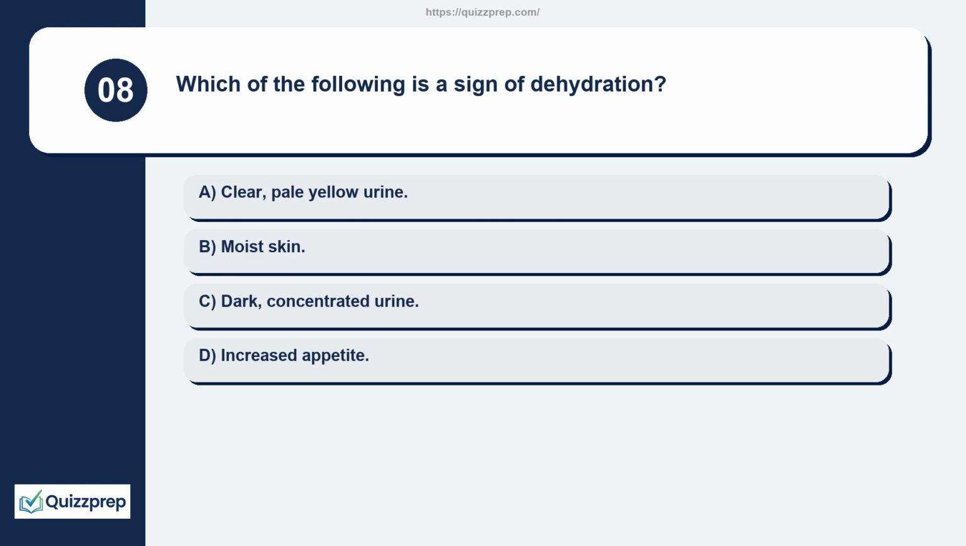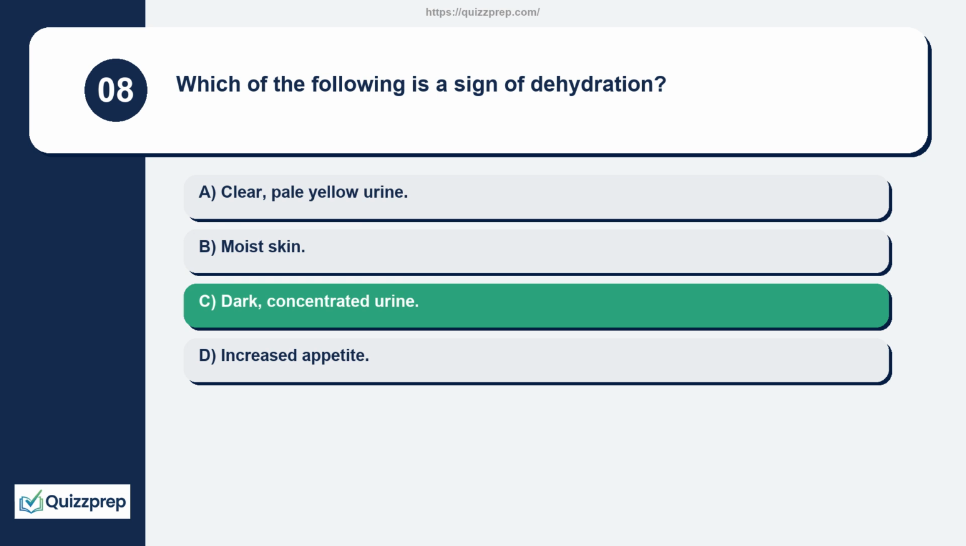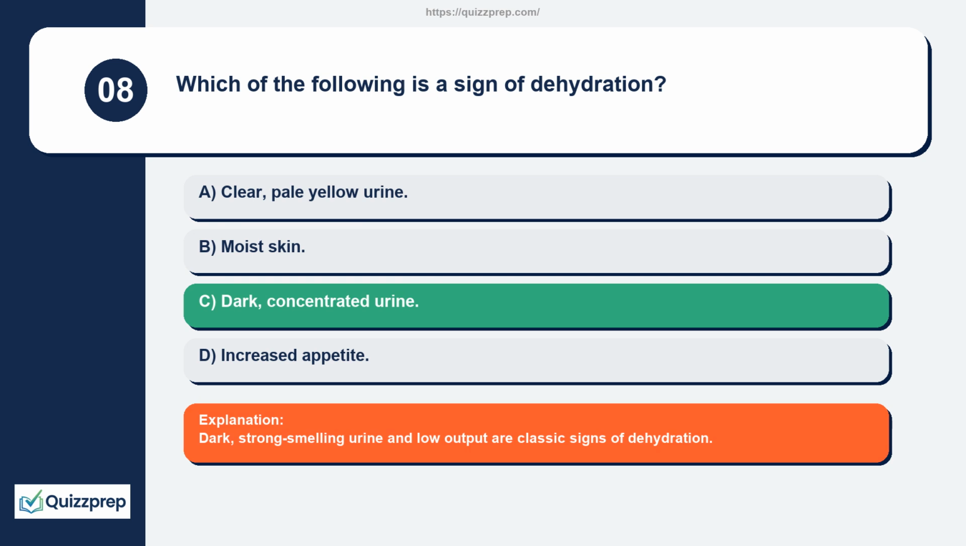Question 8. Which of the following is a sign of dehydration? Clear, pale yellow urine. Moist skin. Dark, concentrated urine. Increased appetite. Dark, strong-smelling urine and low output are classic signs of dehydration.